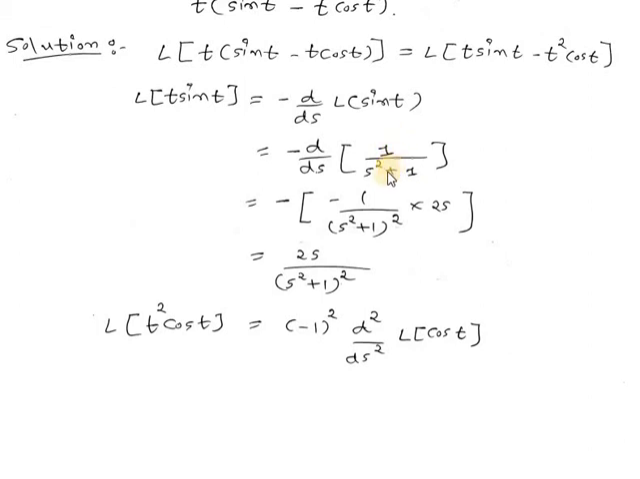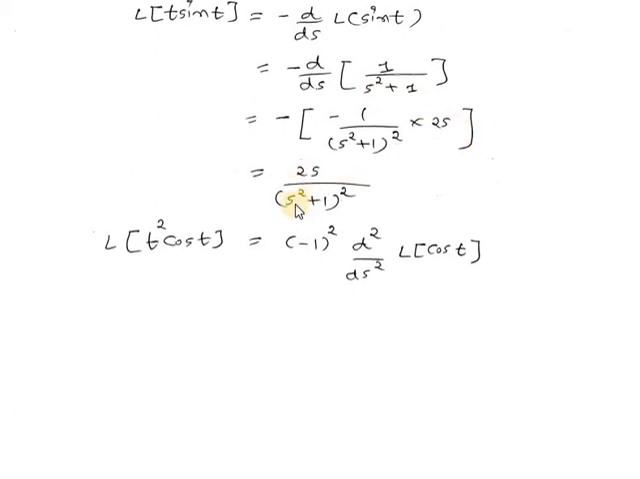Now derivative of 1 by x will be minus 1 by x square. So here derivative of 1 divided by s square plus 1 with respect to s will be minus 1 divided by s square plus 1 whole square into 2s, because derivative of s square is 2s and derivative of 1 is 0. So it will be 2s divided by s square plus 1 whole square.